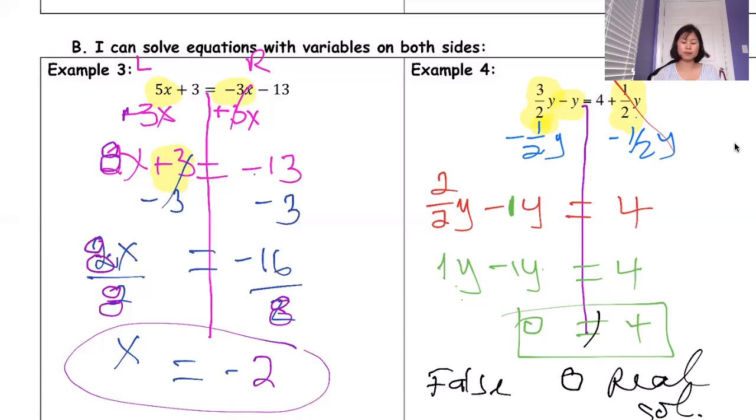So when you solve an equation and all of your variables cancel out, and the statement is not true, then you have 0 solutions. Okay? Questions for me? So this is a special case.